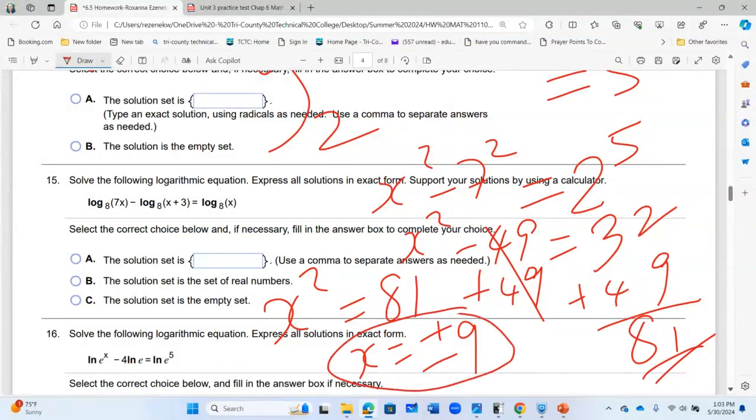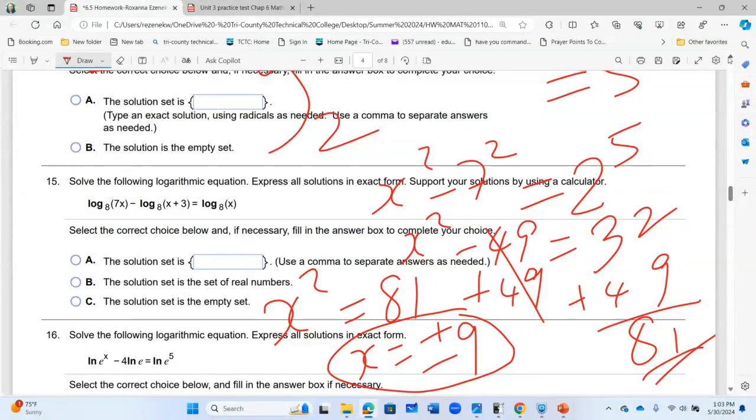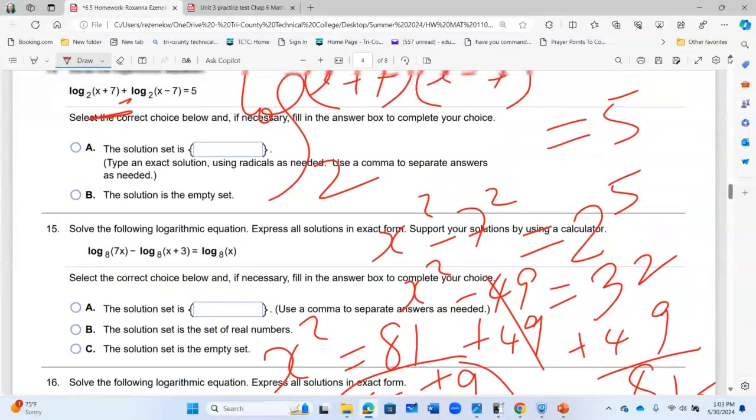Well, all we need to know is that with the negative argument, we have to be careful. We have to test the solutions. The one that gives us a negative argument is not a real solution. So one of the solutions can be extraneous. So you've got to test it.